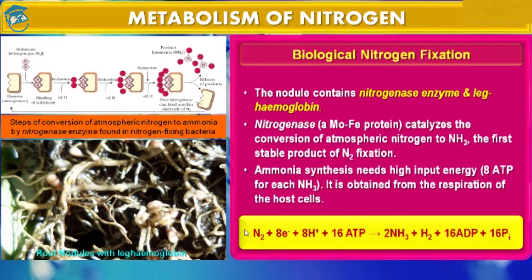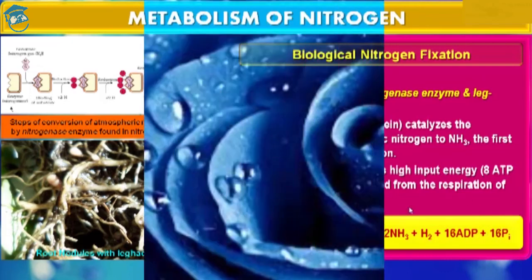That means when N2 gets fixed, it requires 16 ATP to fix two molecules of ammonia, and thus ATP gets converted into ADP and inorganic phosphate. That Pi is inorganic phosphate, students.